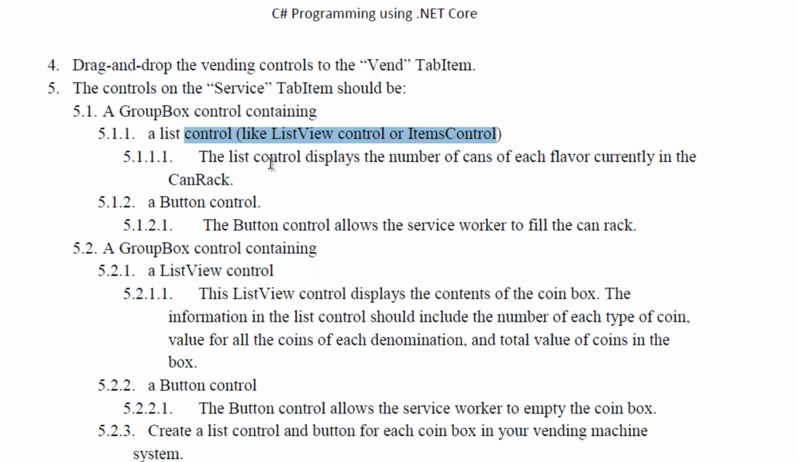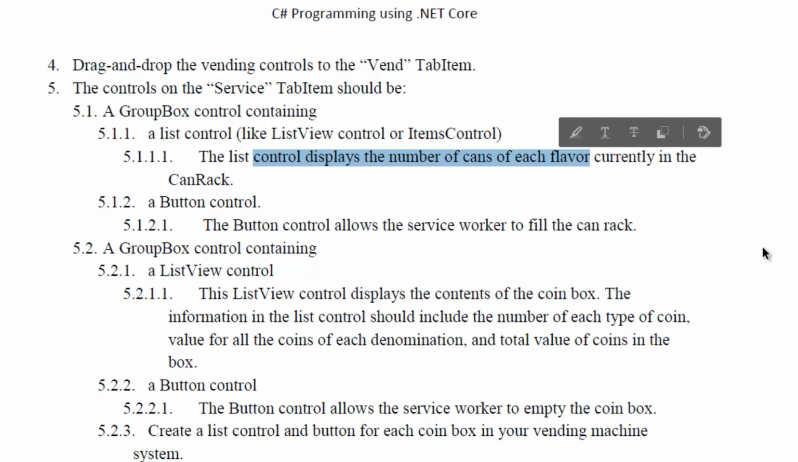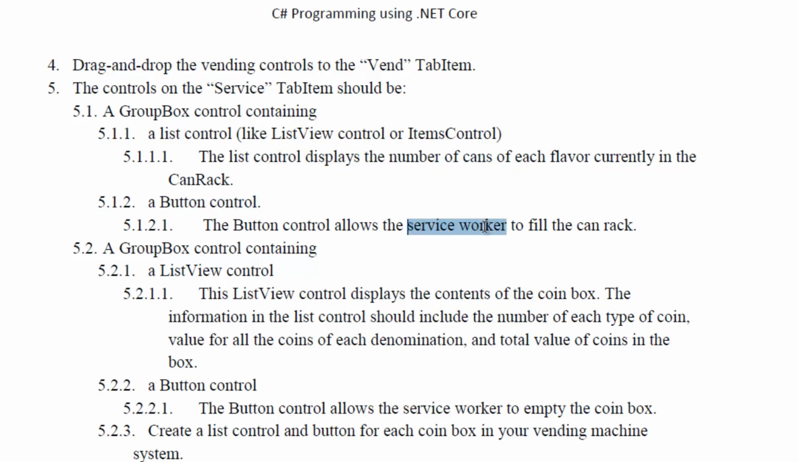And what this is going to do is display the number of cans of each flavor that are currently in the can rack. All right. In this same group control, you will have a button, and that button will allow a service worker to fill the can rack. In your second group box, put a list control, and this list control would be displaying the contents of a coin box.